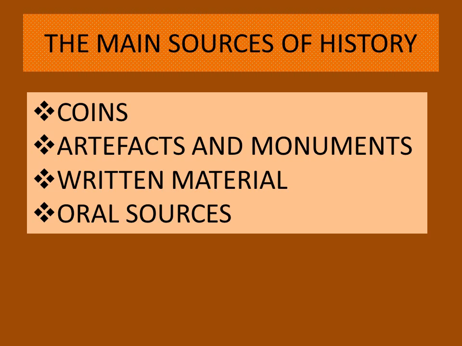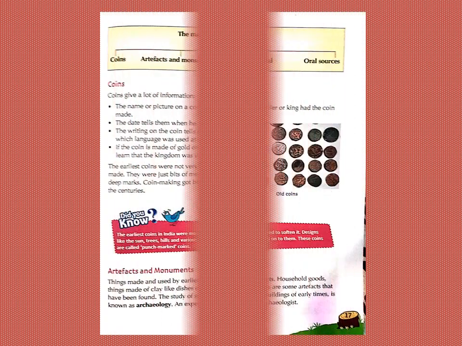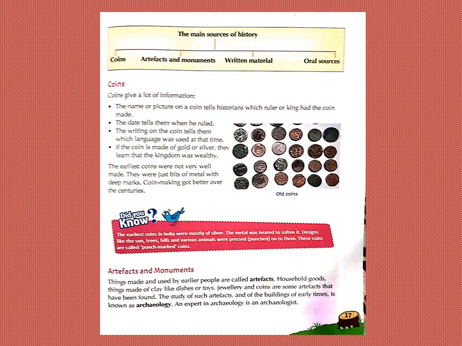So we will start with the first one, that is the coin. Coins give a lot of information. The name or picture on a coin tells historians which ruler or king had the coin made.